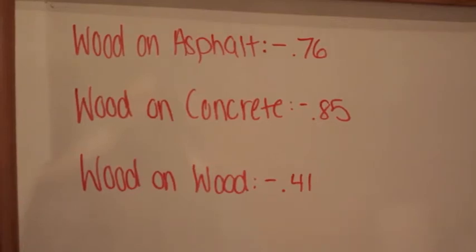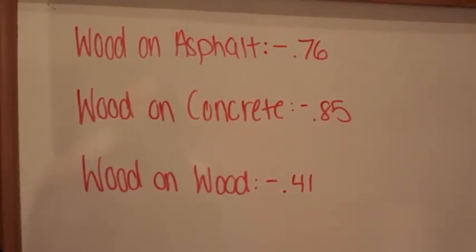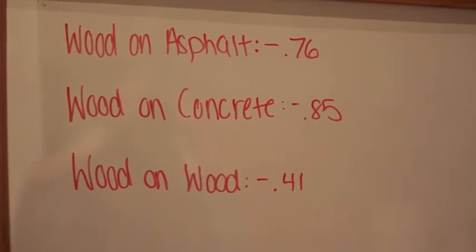The final calculated values of mu are displayed. Wood on asphalt, 0.76, wood on concrete, 0.85, and wood on wood, 0.41.